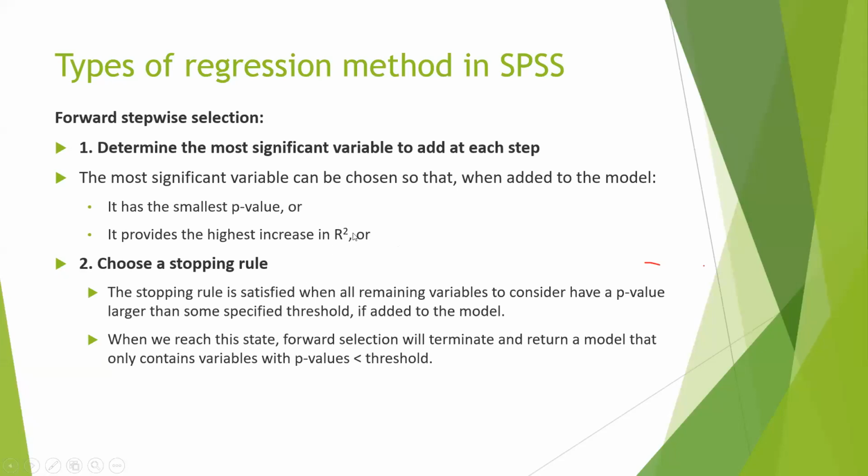I think I have one slide on R square as well. Now choosing the stopping rule: when all remaining variables to consider have a p value larger than some specified threshold value. That means, as I told you, that you can add into the model. By default, it takes 0.05, but you can define the threshold value, which is 0.20 or something else.